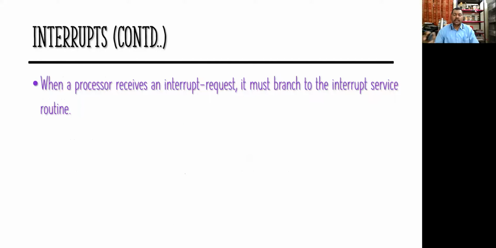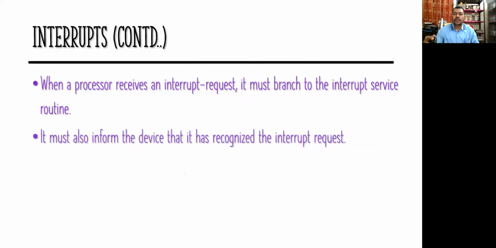When a processor receives an interrupt request, it must branch to the interrupt service routine. As soon as the processor gets the interrupt request, it should pass control to the interrupt service routine. It must also inform the device that it has recognized the interrupt request. I have told you that as soon as it receives the interrupt request, it has to send an interrupt acknowledge, saying yes, I have acknowledged your interrupt.